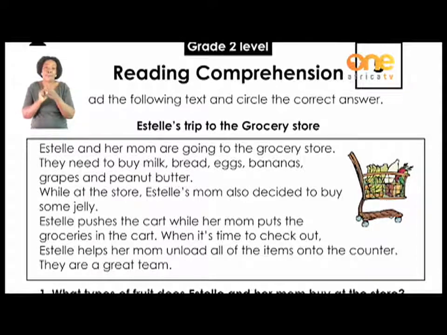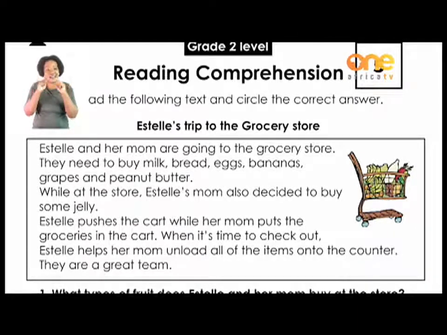Estelle's trip to the grocery store. Estelle and her mom are going to the grocery store. They need to buy milk, bread, eggs, bananas, grapes, and peanut butter. While at the store, Estelle's mom also decided to buy some jelly. Estelle pushes the cart while her mom puts the groceries in the cart. When it's time to check out, Estelle helps her mom unload all the items onto the counter. They are a great team.